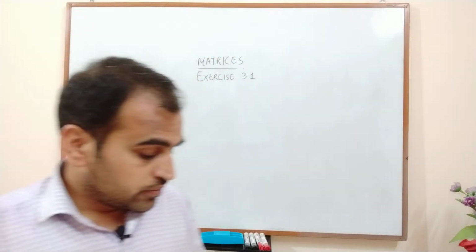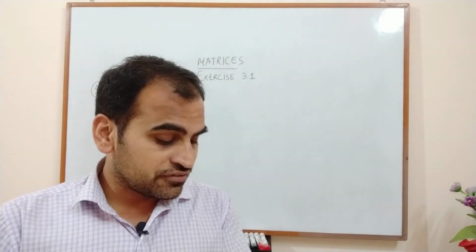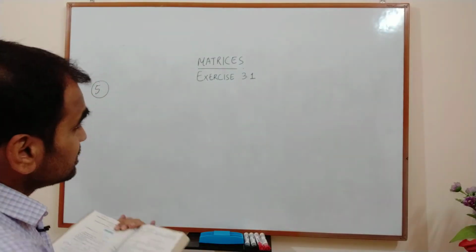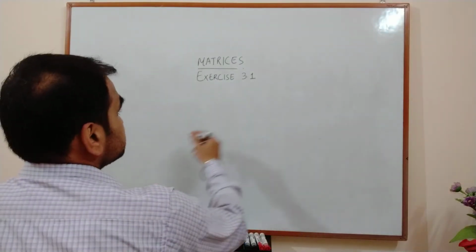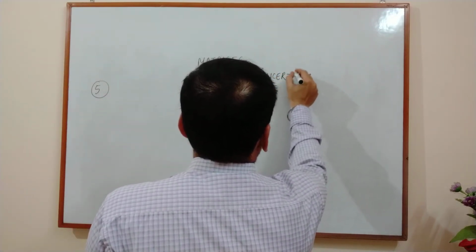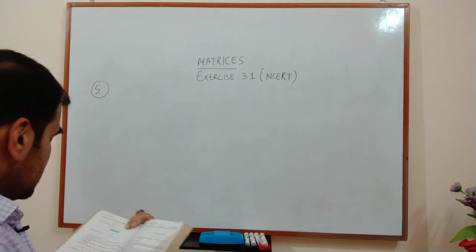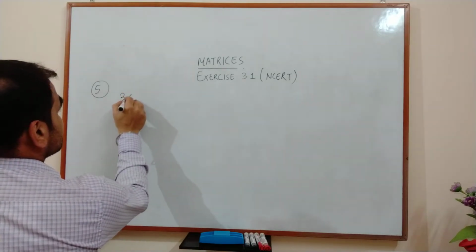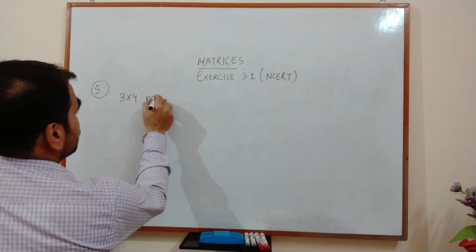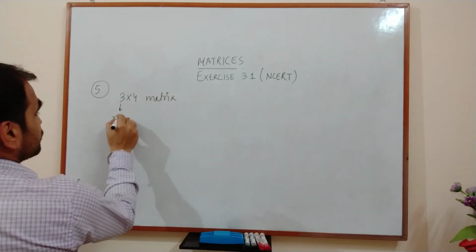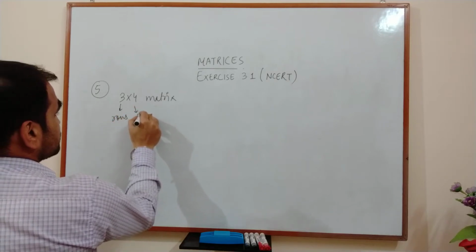Okay, so let's move to question number 5, exercise 3.1, and this is about the matrices from the NCERT, right? So question number 5 is: construct a 3 cross 4 matrix. The order of the matrix is given as 3 cross 4. So you can say 3 is the number of rows and 4 is the number of columns.